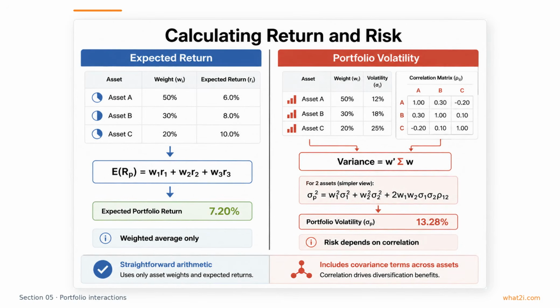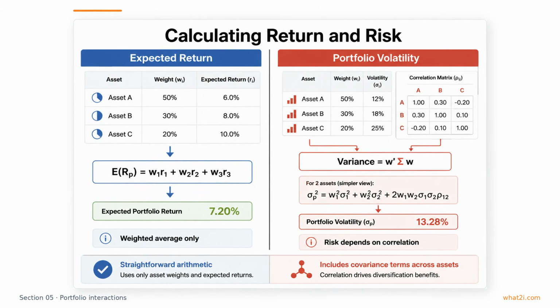Expected return and portfolio risk are built in very different ways. Expected return is relatively straightforward. It is the weighted average of the expected returns of the holdings. Portfolio variance is more complex because it includes not only each asset's own volatility, but also the covariance terms that link assets to one another.